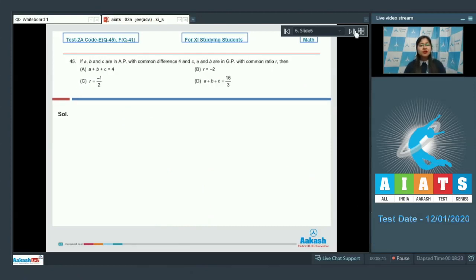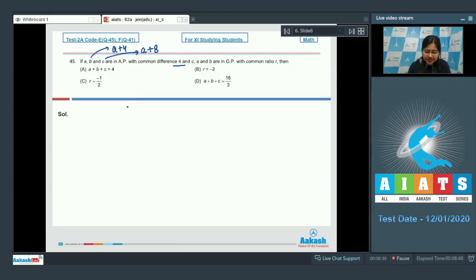Next is question number 45, which says if A, B and C are in AP with common difference 4 and CAB are in GP with common ratio R, then we have to answer the following options. See, it has been given that ABC are in AP with common difference 4. So we can assume B as A plus 4 and C as A plus 2 times D, that is A plus 8.